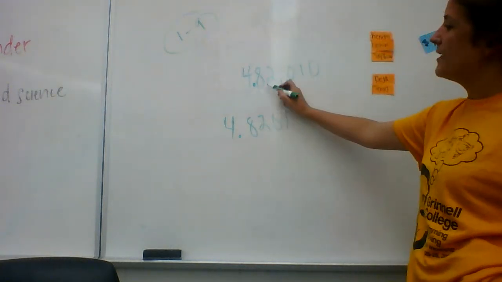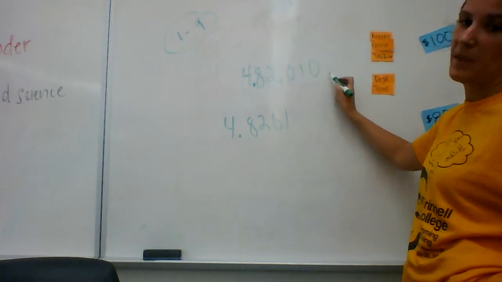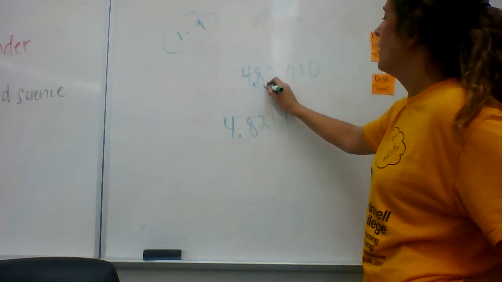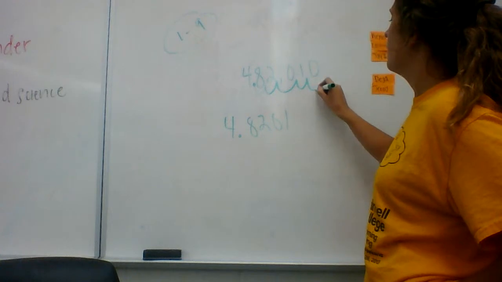Now, I have my decimal point right here to model it. I'm going to see how many times I have to move my decimal point until it becomes all the way over here. 1, 2, 3, 4, 5.